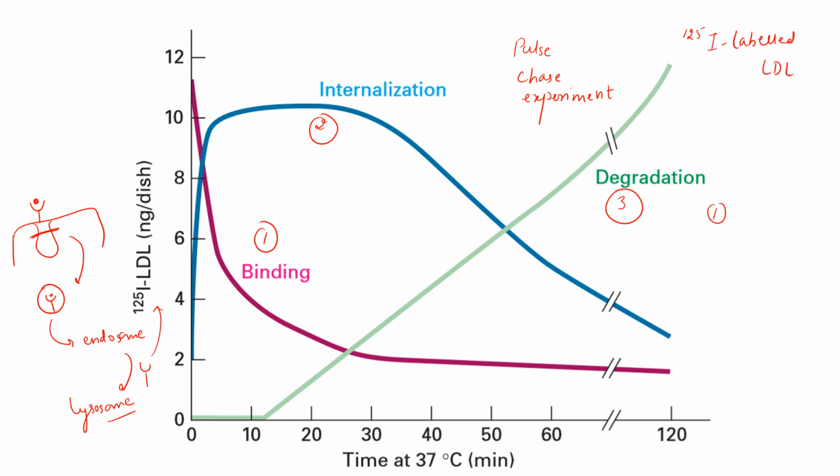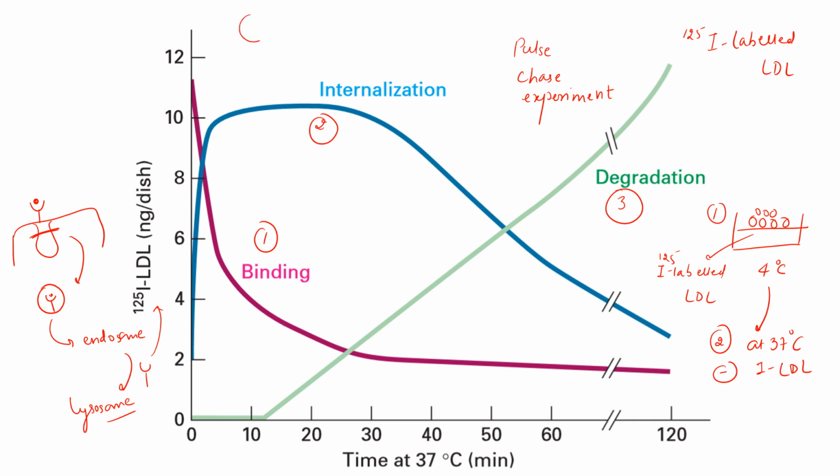In this experiment, we have taken the human fibroblast cell, skin cells, which we incubate in a medium containing iodine labeled LDL for 2 hours. So we have taken iodine labeled LDL and we cultured human skin fibroblast cells at 4 degrees Celsius. Then we incubate these cells at 37 degrees Celsius, but now in the absence of iodine labeled LDL. In the next step, we measure the amount of surface bound LDL which is bound to the human skin fibroblast. We also measured the amount of internalized LDL and then the degraded LDL.